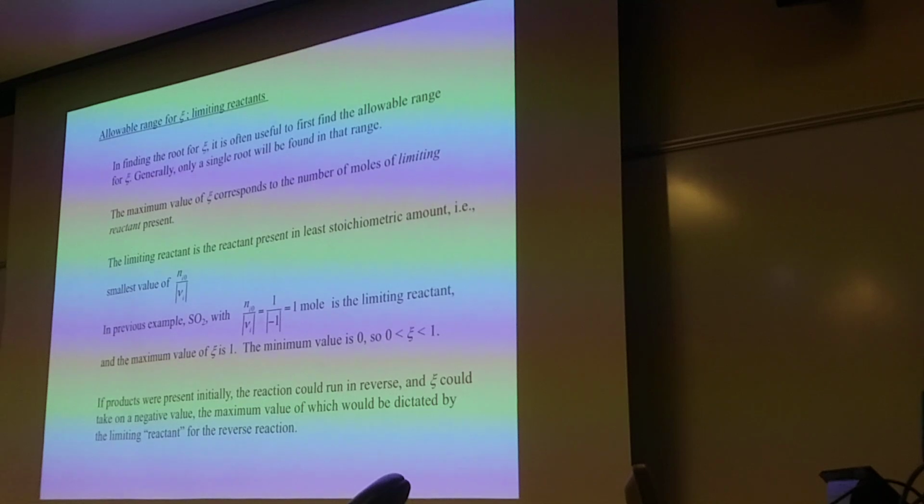So if we had some SO3 present to begin with, then xi could take on a negative value. But if I set the restrictions like this, before I go looking for a root, you tell it the range in which to find a root, then you're only going to get 1. And there won't be any ambiguity.